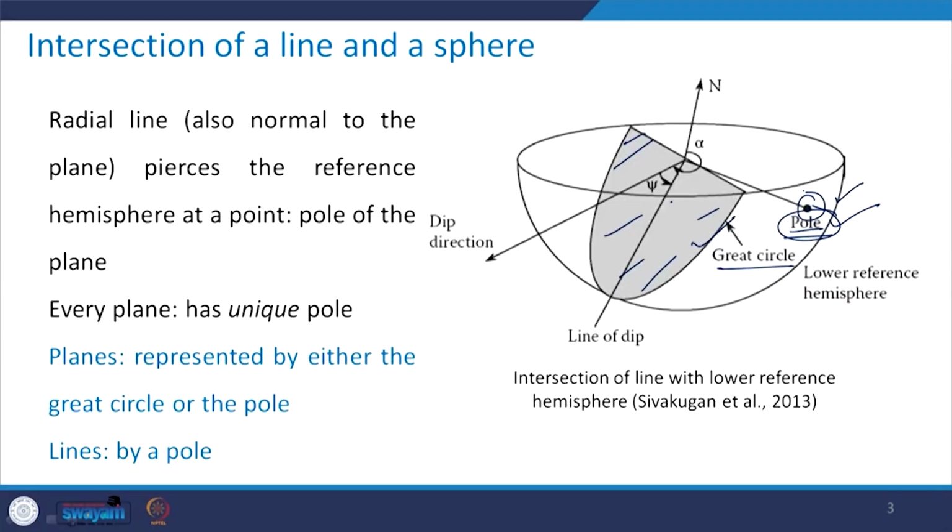So, please remember that planes are represented either by the great circle, that is this, or as a pole, and lines are represented by a pole. Please remember once again, planes are represented either by a great circle or a pole, and lines by a pole.